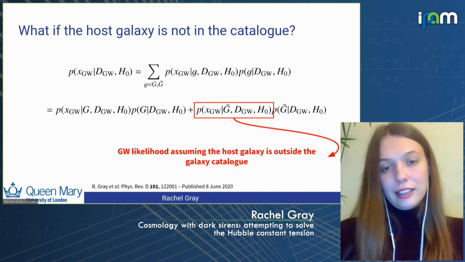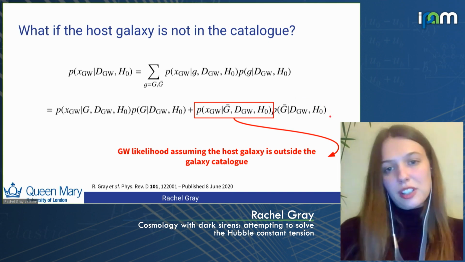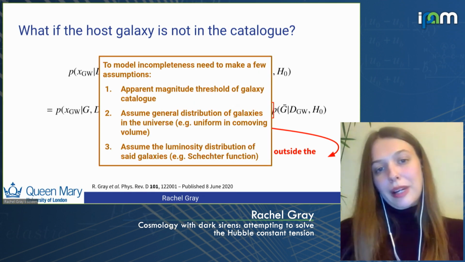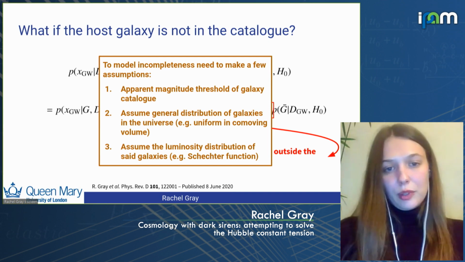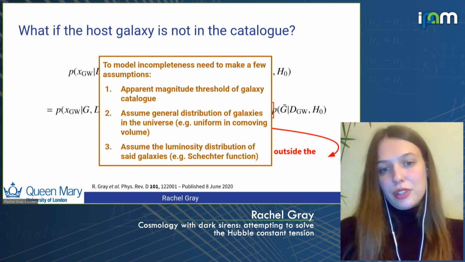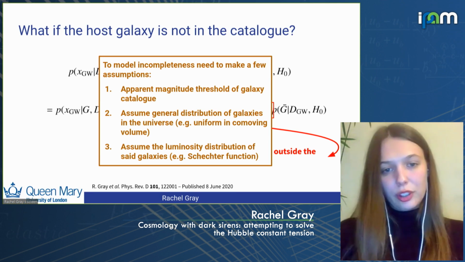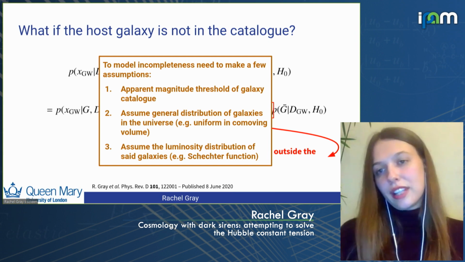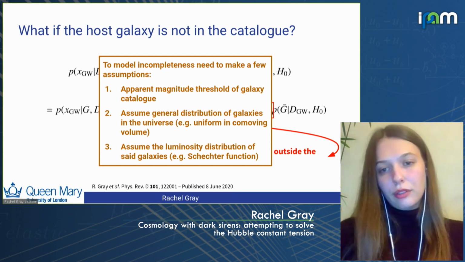And in order to actually practically compute these three terms here, which aren't solely dependent on the galaxy catalogue, you do have to start making some assumptions about the universe that we live in. For example, you have to make an assumption about the apparent magnitude threshold of the galaxy catalogue that you're using. You also will need to assume a general distribution of galaxies in the universe. That would usually be a uniform co-moving volume distribution. And you also need to assume something about the luminosities of the galaxies in the universe. For example, you might assume that they follow some sort of Schechter function.